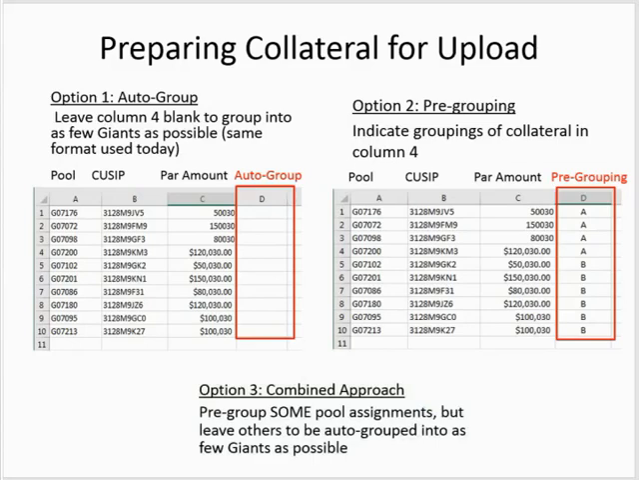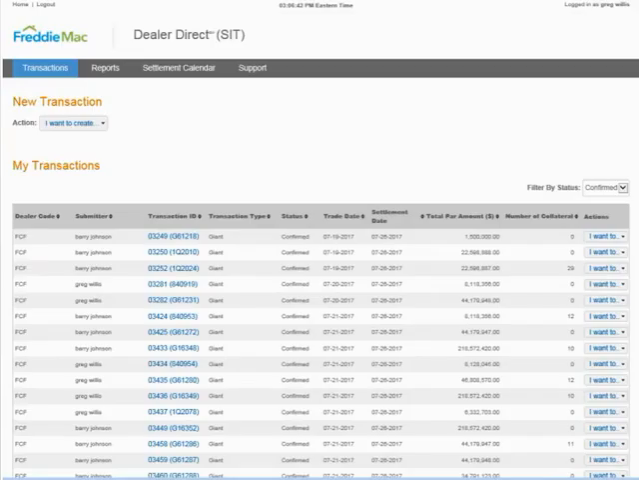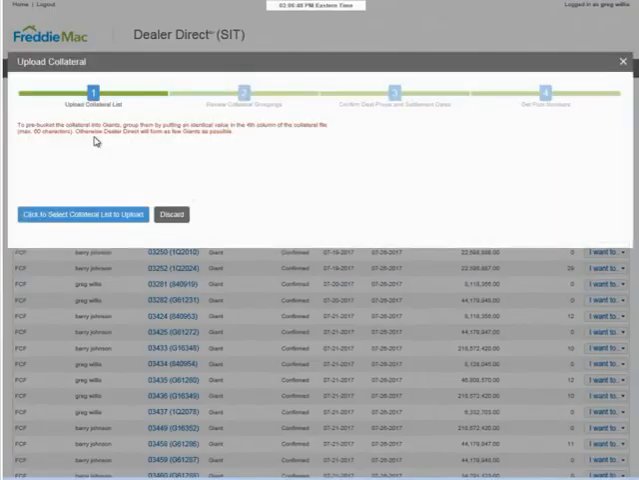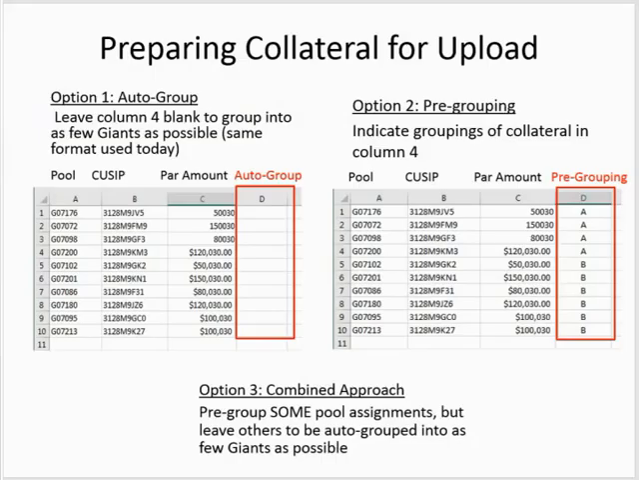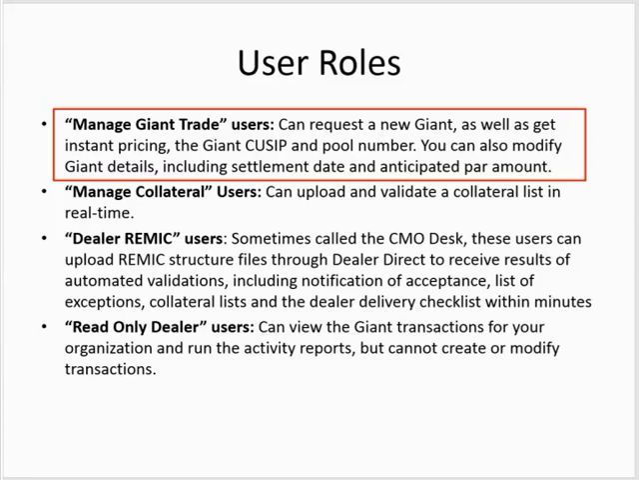Next, let's look at the top portion of the Transaction tab of Dealer Direct and select Giants by Bulk Upload from the I Want to Create pick list. Note, you will only see this new feature if you have the role called Manage Giant Trade, which currently lets you request or modify a Giant through Dealer Direct.